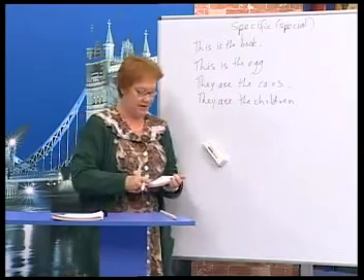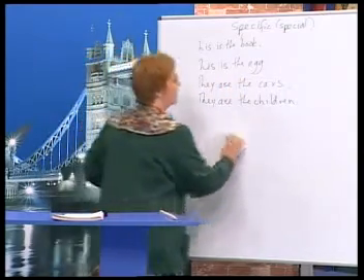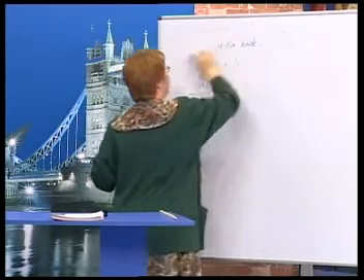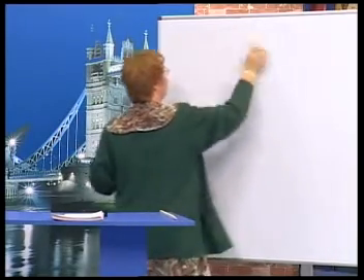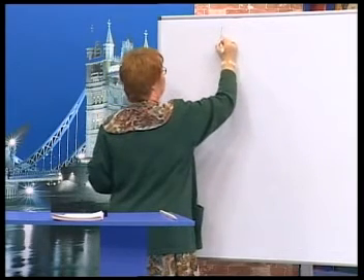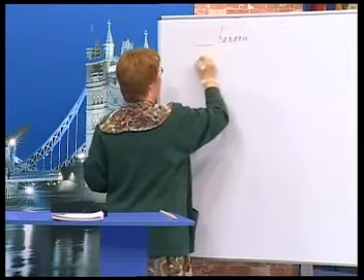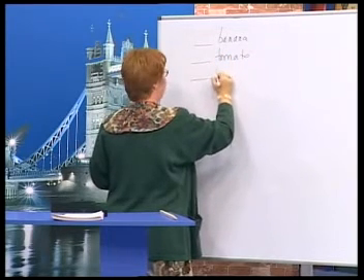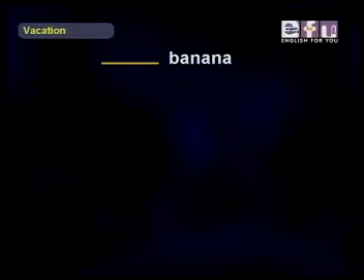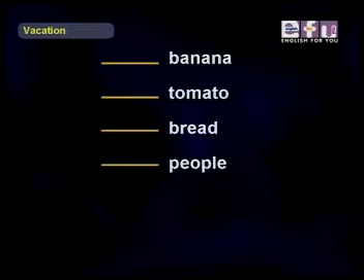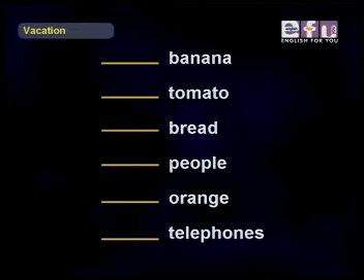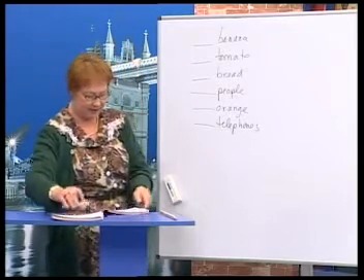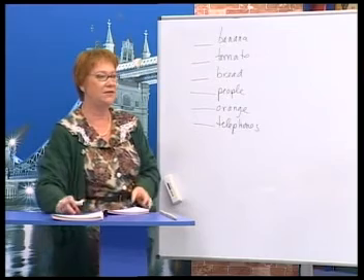Okay? Now, let's practice using a, an, or nothing with some words, and the assistants will help us. These are the words that we're going to use, and then they will tell us what goes before it: a, an, or nothing. So we have banana, tomato, bread, people, orange, and telephones.